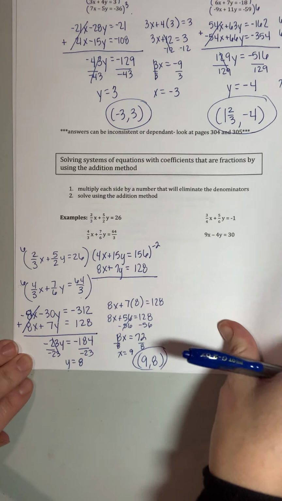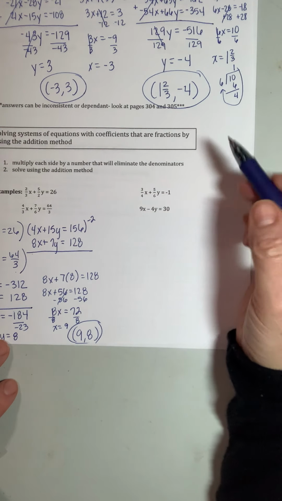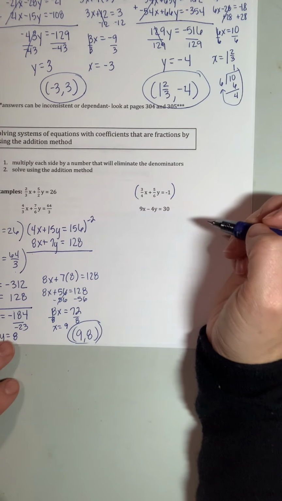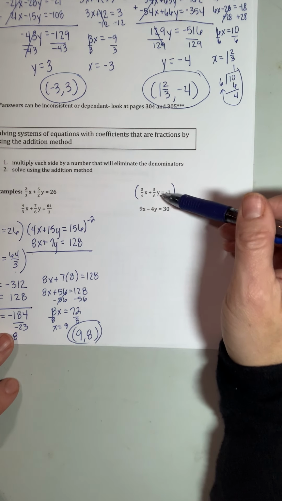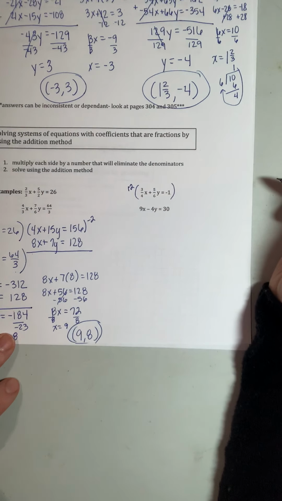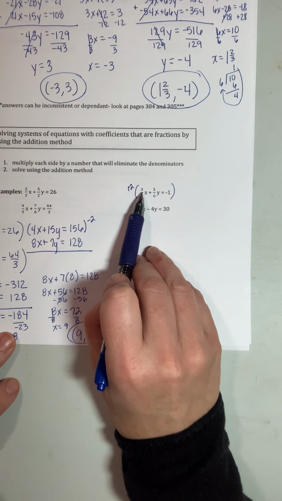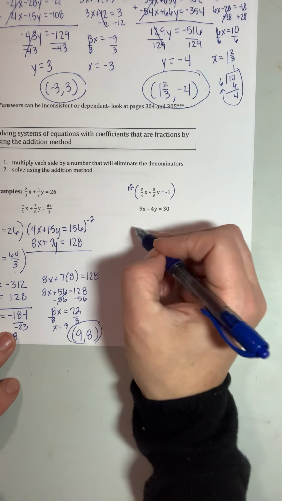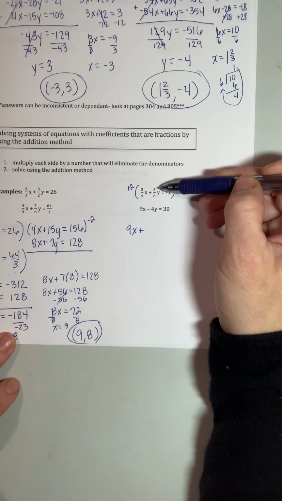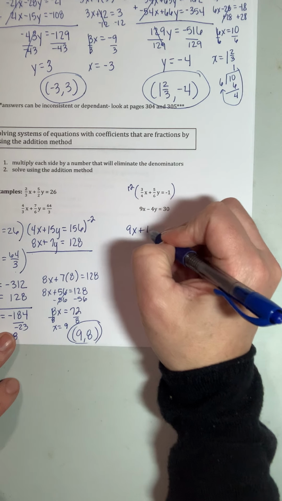Okay, next one. Okay, so we want to eliminate the fractions. Luckily, only the top one has fractions, so we only need to get rid of the top, or change the top. Okay, so I need something that both 4 and 12 can go into. So how about 12? Okay, if I take 12 times 3, I get 36. 36 divided by 4 is 9. 12 times 5 is 60. 60 divided by 6 is 10.